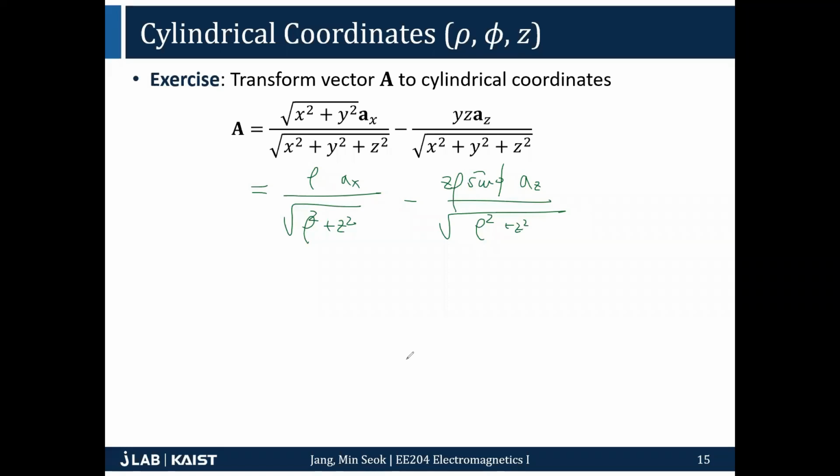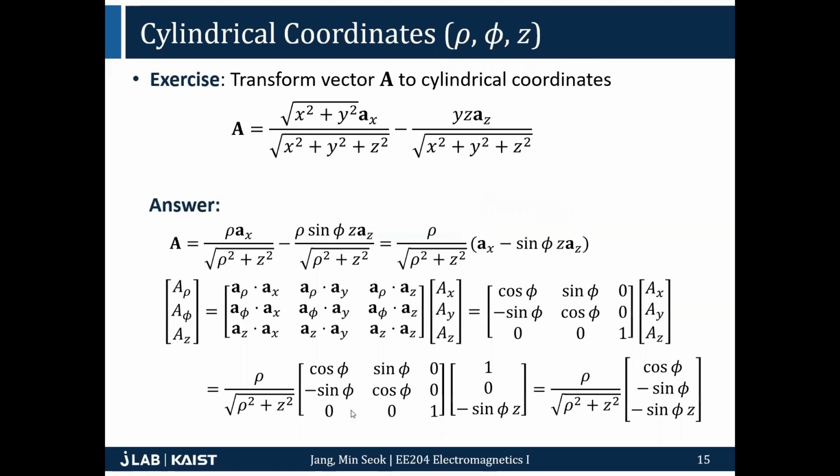So is that it? Is that the solution? No, right? Because we still have ax and az. It's still in xyz coordinate. So in order to finish the coordinate transformation, we need to go to a rho, a phi, az coordinate system. And in order to do that, we need to do this matrix equation, right? We need to multiply this rotation matrix. And then that process is given by this.